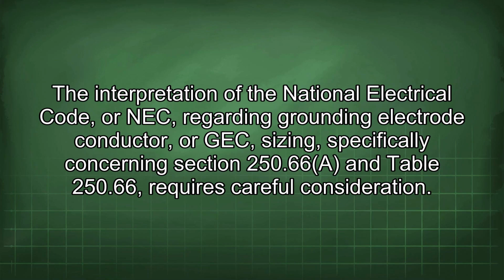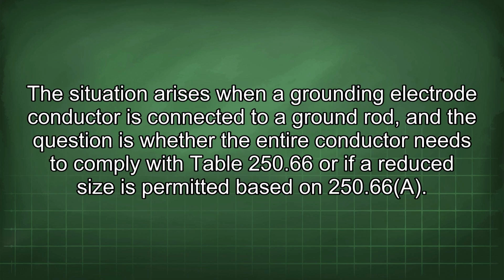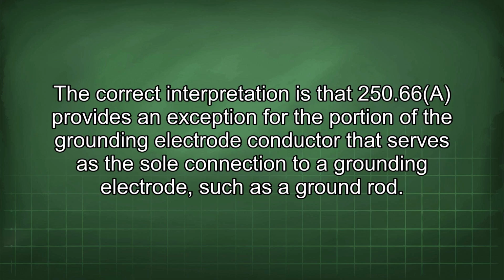The interpretation of the National Electrical Code, or NEC, regarding grounding electrode conductor, or GEC, sizing, specifically concerning Section 250.66 and Table 250.66, requires careful consideration. The situation arises when a grounding electrode conductor is connected to a ground rod, and the question is whether the entire conductor needs to comply with Table 250.66 or if a reduced size is permitted based on 250.66(A).